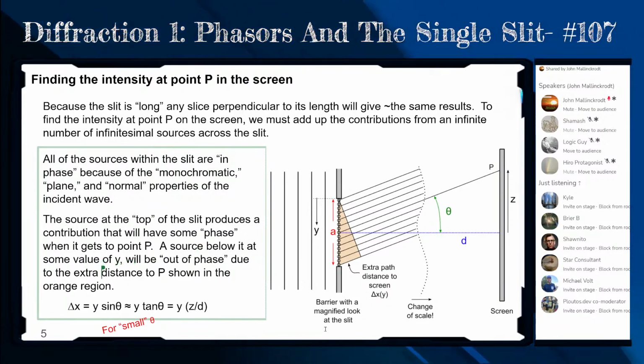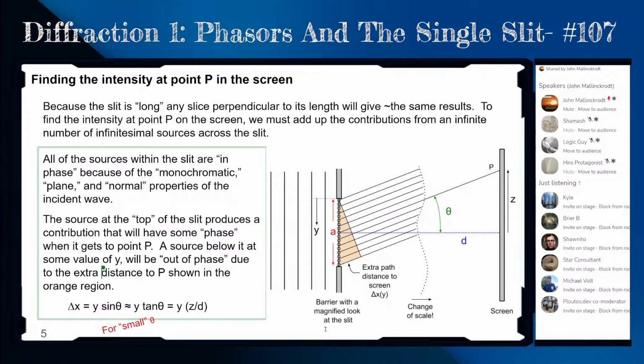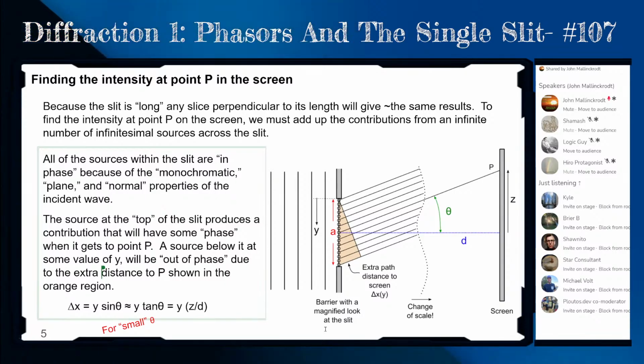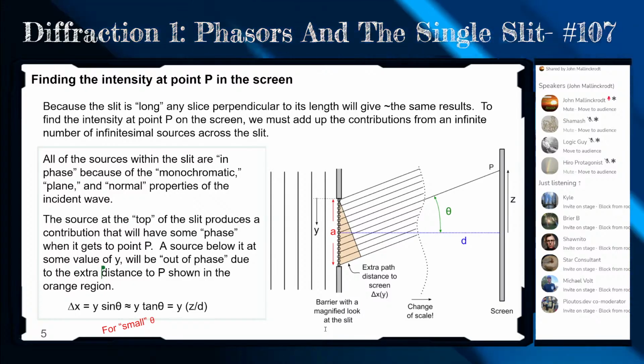And then, if you think about just a specific place, y, as y gets bigger, the out of phase extra path distance in the orange, which I'm calling delta x, which is a function of y, gets bigger and bigger. It gets bigger linearly with y. If you double y, you will double the extra distance. So delta x is proportional to y, and in fact, delta x is simply y times the sine of that angle theta. If you know your trig, you can see why that is.